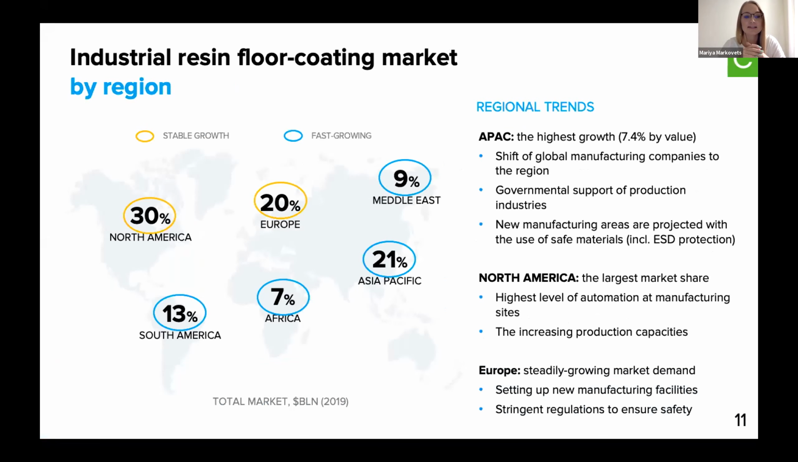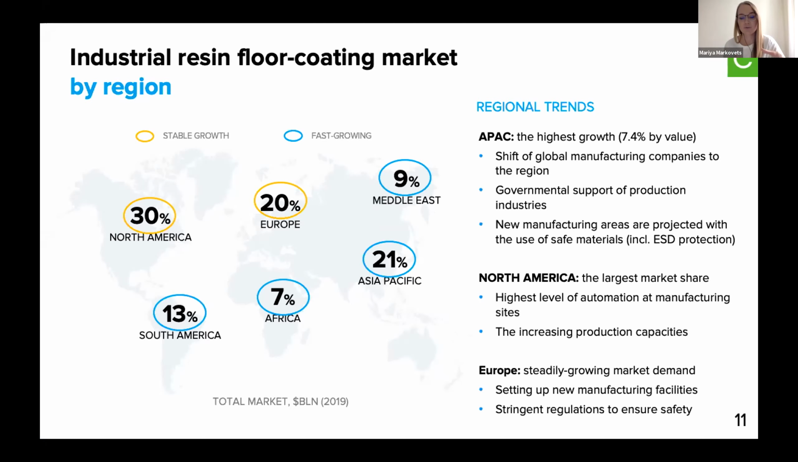Here you can see the regional snapshot of the market. The Asian region represents the highest growth. There are two main reasons for this. Firstly, the shift of global manufacturing companies to the region. And secondly, the fact that governments strongly support the development of production industries. All these new manufacturing areas are projected with the use of safe materials, including ESD protection.